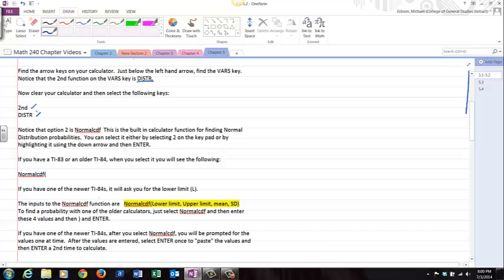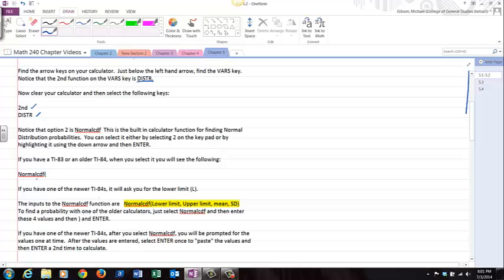Select the following keys. Second, DISTR. Notice that option 2 on your screen is normal CDF. All right, this is the built-in calculator function for finding normal distribution probabilities. You can select it either by selecting 2 on the keypad or by highlighting it using the down arrow and then hit enter. If you have a TI-83 or an older TI-84, when you select normal CDF, you'll see the following.